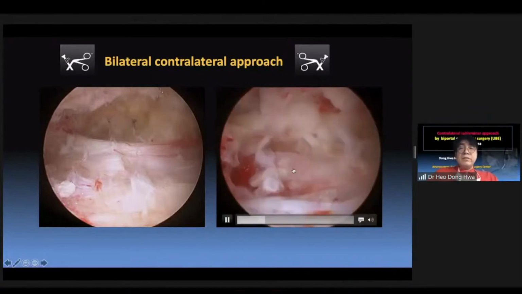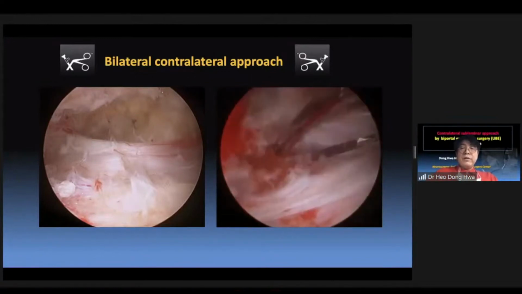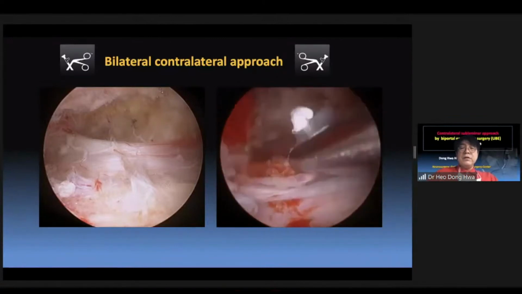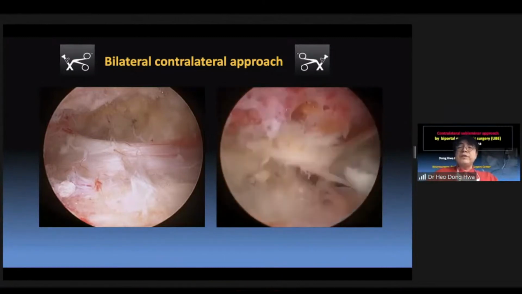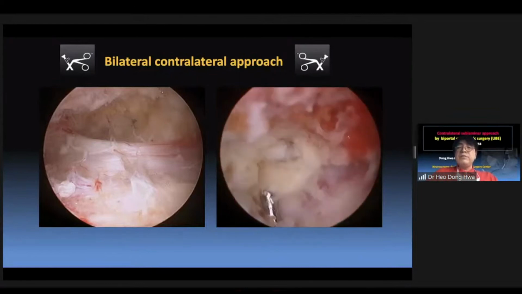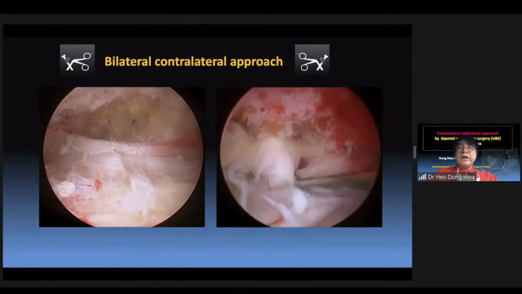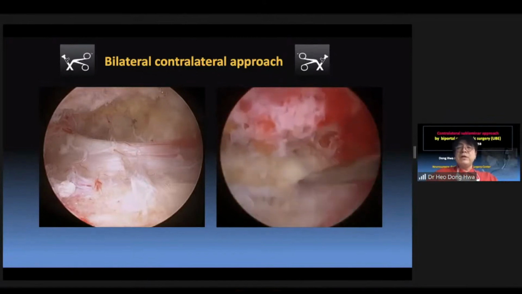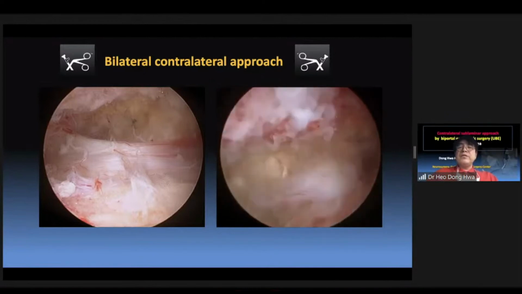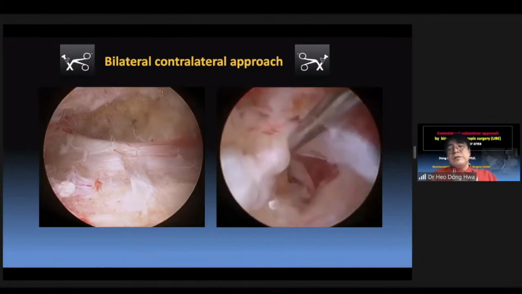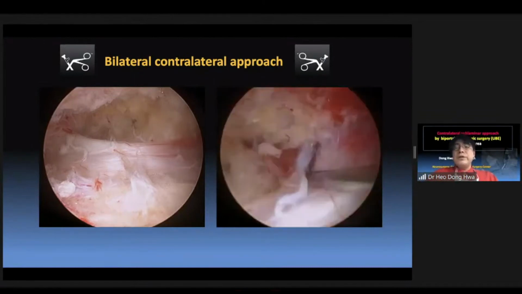Firstly, I decompressed the contralateral L5 lobe root here. You can see the L5 lobe root here. And then I moved more cranially for the external lobe root decompression here. So I now remove the foraminal ligament, the lateral sleeve of the ligamentum flavum here. So dissection very carefully. Firstly, careful dissection between the ligament and the dura. You can see the foramen, L4 lobe root here.